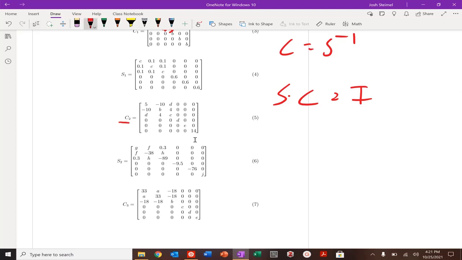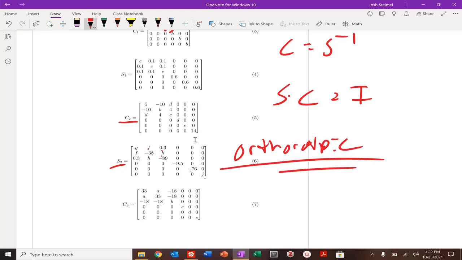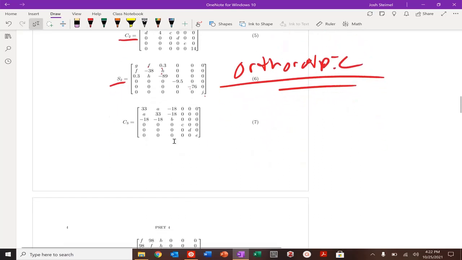What material is this, C2? So in C2, I see we have basically all different values here, all different values here, and then different values here, different values here, different values here. So this is orthotropic. So you would do the exact same procedure, and if you follow it out, it's not solvable.